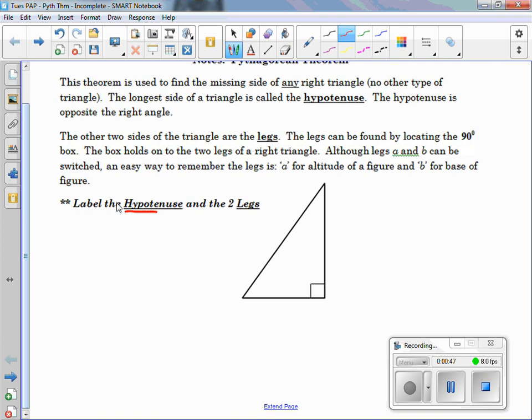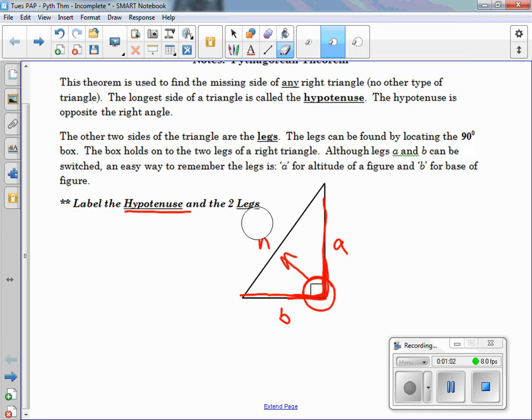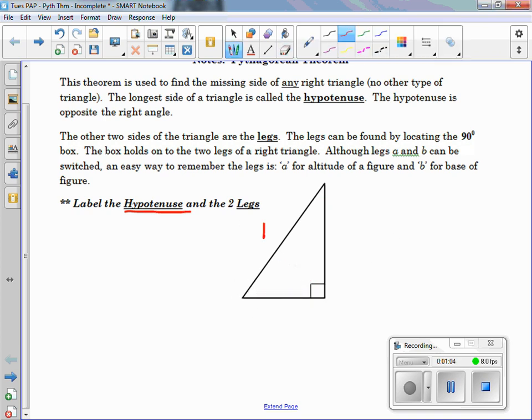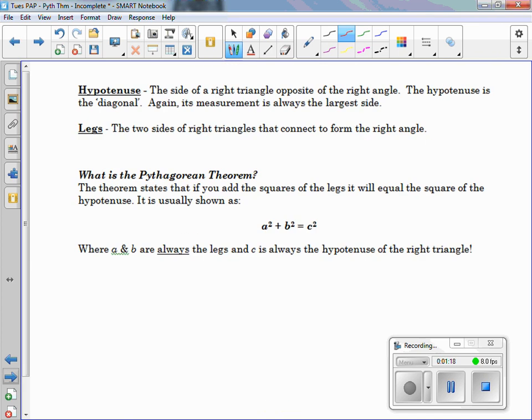So we're going to label the hypotenuse, which is across from the right angle, and the two legs. So here's my altitude and my base. Notice there's my right angle. They're holding on to those two. Now again, we can technically switch the A and the B. It doesn't matter, but an easy way to remember is altitude and base. The important part here is that you always get the hypotenuse on the long side.